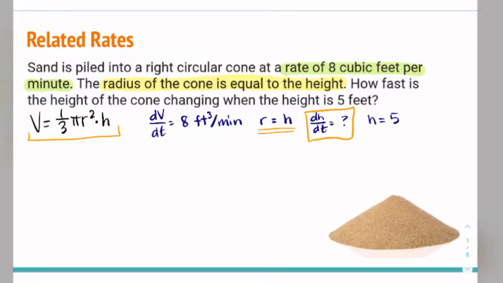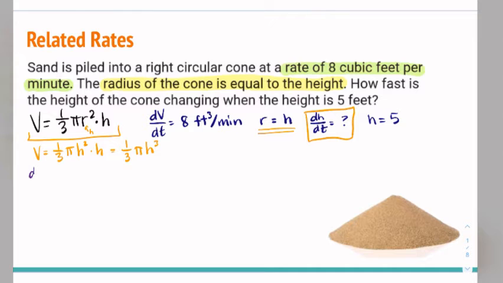So if R equals H, I'm going to plug H in here. Now I could plug R in here, but we know that we need to find dH/dt, so we want to keep H's in our formula. So if I make this V equals 1/3 pi H squared times H, I now have 1/3 pi H to the third. So that is technically, for this specific problem, going to be my volume formula. So now I can actually find my derivative.